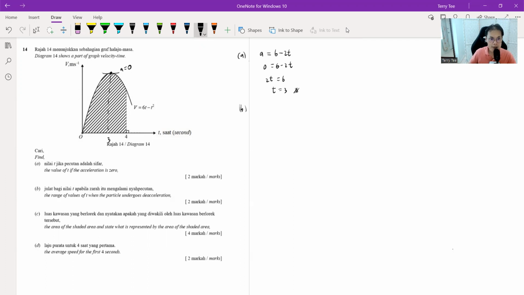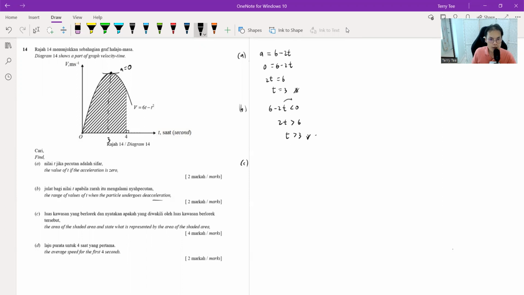Part B, find the range of values of t when the particle undergoes deceleration. Okay, deceleration means when your acceleration is less than 0. So I would bring this over. 2t is now greater than 6. t is greater than 3. Yeah. Okay, so that's it. Very short and simple. All right.